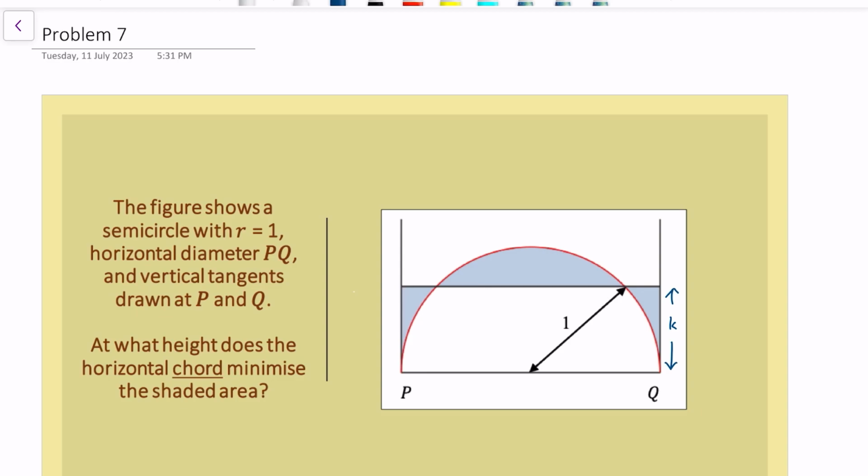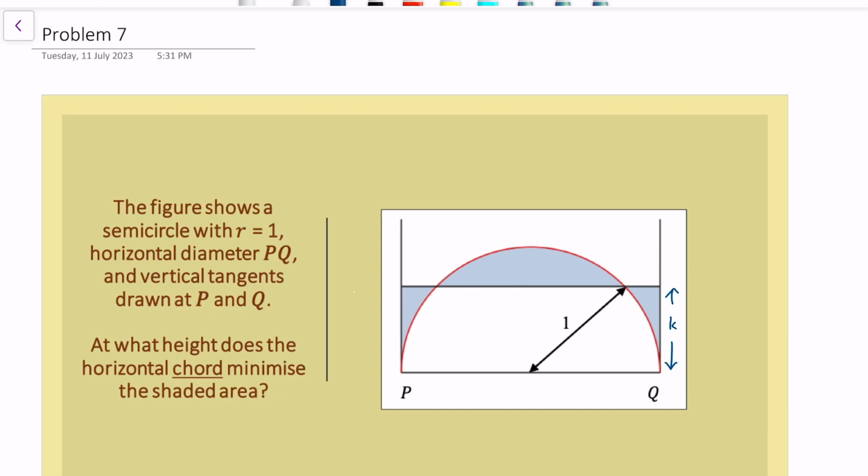So first up, let's find the area. If we find the area using integration, then that expression is going to be in terms of k, and then we differentiate it with respect to k to find the minimum, we'd set the derivative equal to 0. So that's the general gist of it.